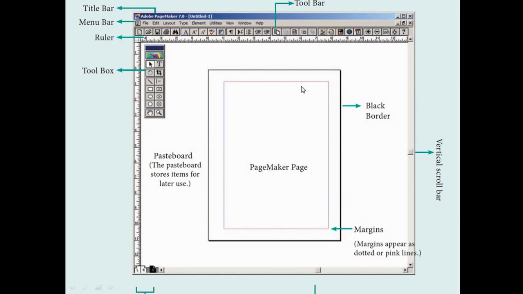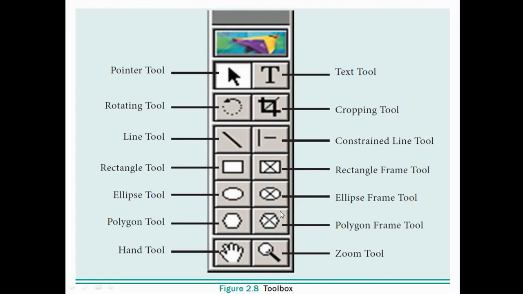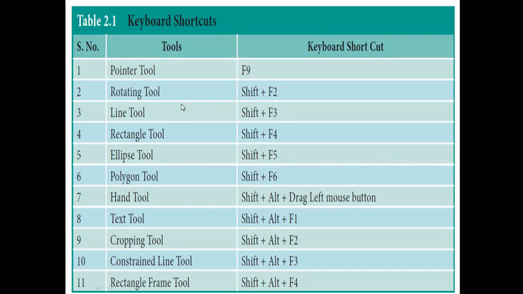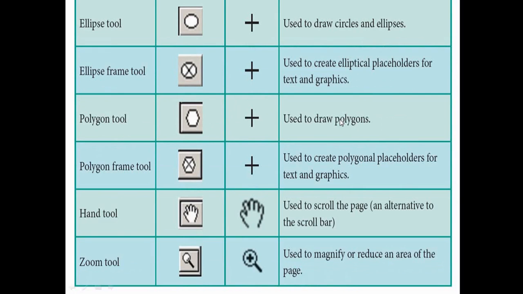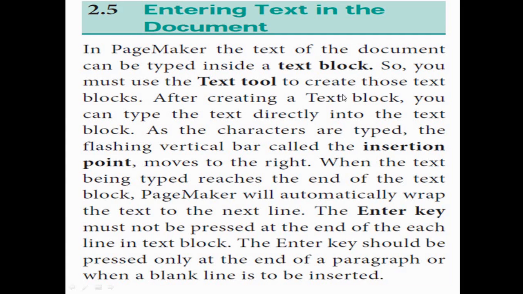In the last class we were discussing the workspace. This is the title bar, menu bar, and we discussed the toolbox where you have several tools, the shortcut keys for using the tools, and the functions of each and every tool. In this class, you are going to learn how to enter the text in the document.